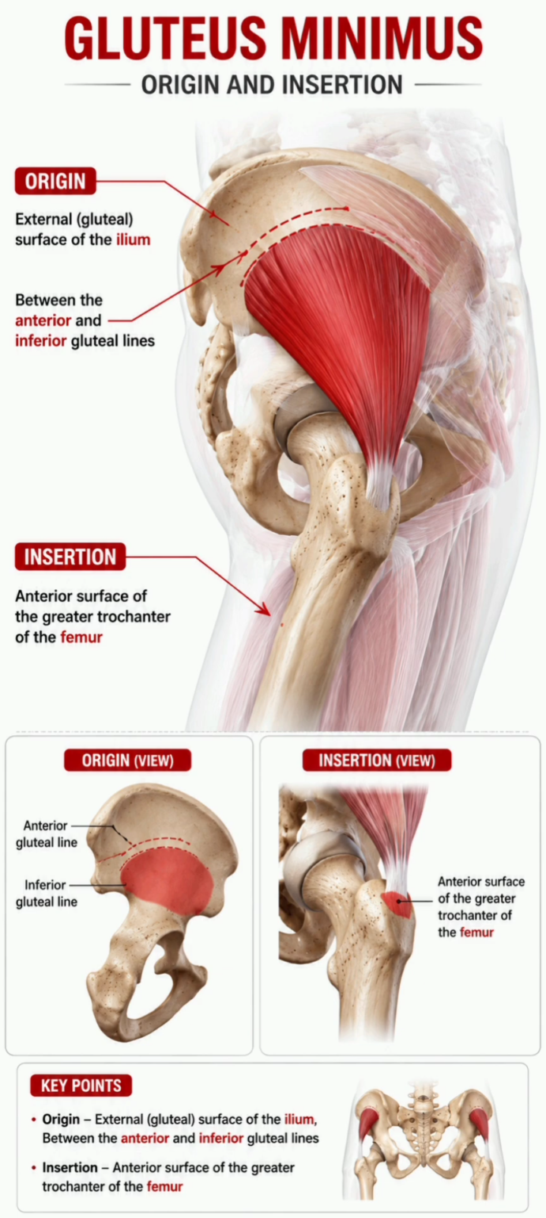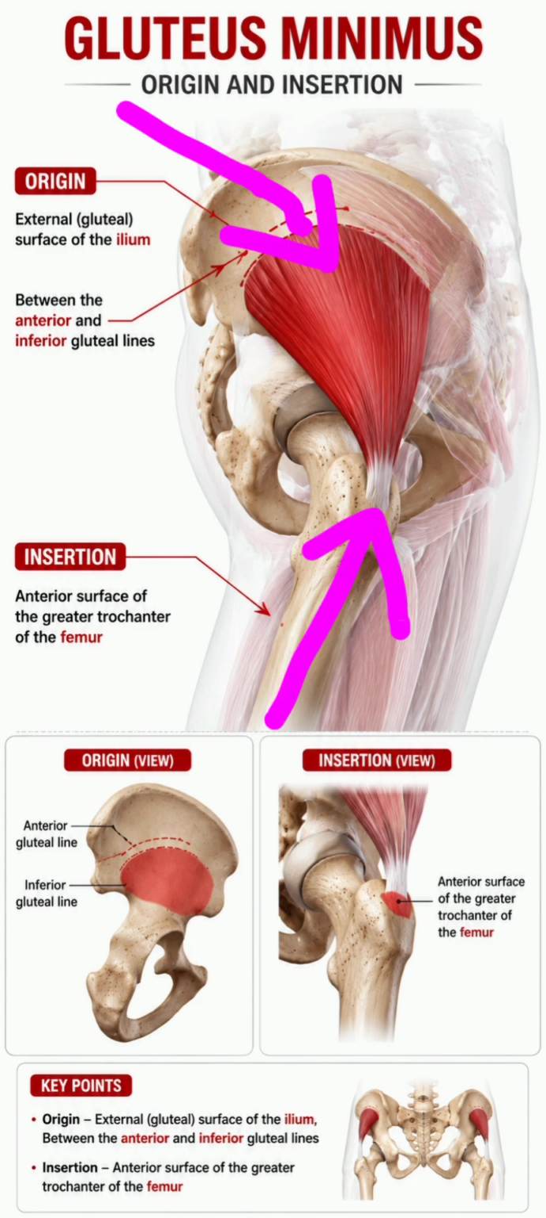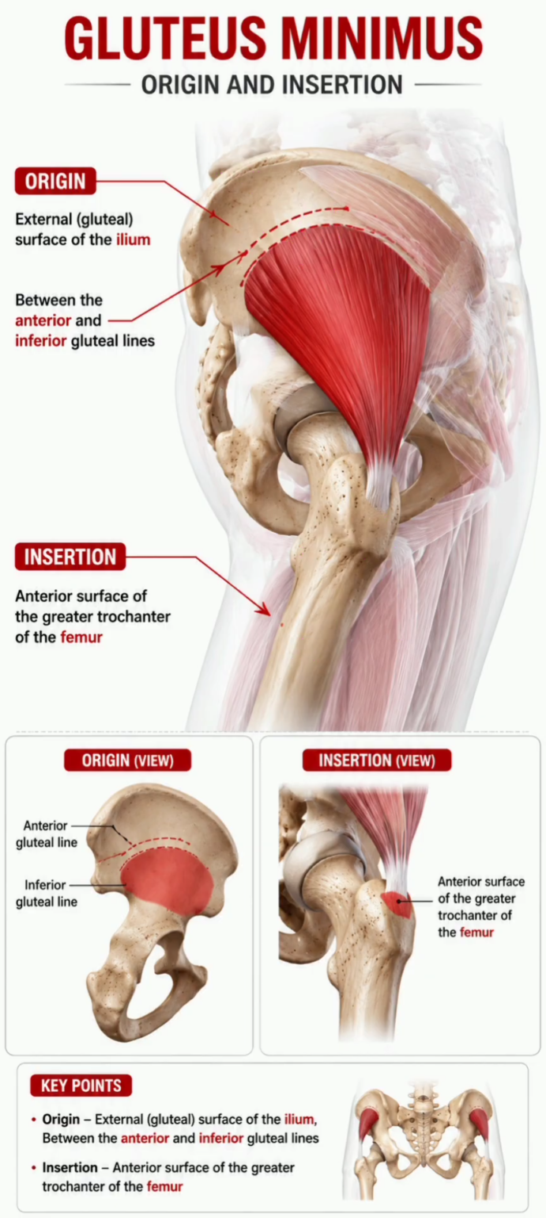The gluteus minimus originates from the external or the gluteal surface of the ilium, especially between the anterior and inferior gluteal lines. So now let's move to insertion. It inserts into the anterior surface of the greater trochanter of the femur. Okay. Then for an easy way to remember, it originates from the gluteal surface of the ilium and inserts to the greater trochanter of the femur.